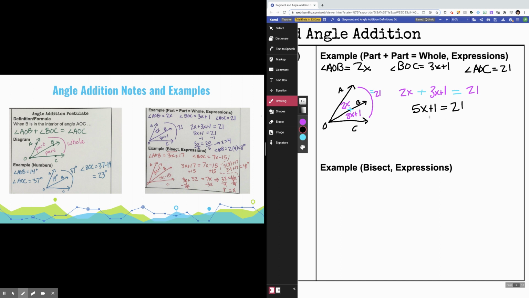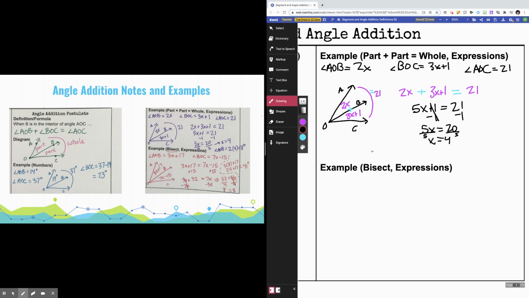And then I'm going to use my algebra skills and say, okay, I need to subtract 1 from both sides. So I get 5x equals 20. So then x equals 4, right? Because I just divided by 5 on both sides, okay? If the question just asks you for x, then you're done, okay?